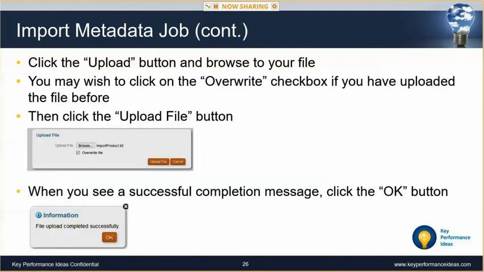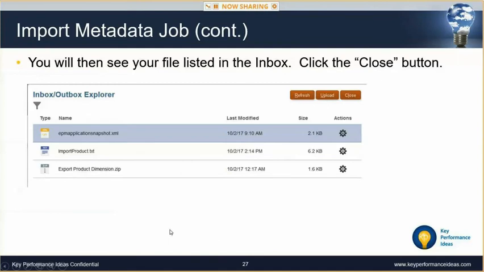You then click the Upload. We browse to your file. You might want to click this Overwrite checkbox in case it's been uploaded before. And then you would click the Upload File button. You'll see a successful completion message, and you can just click OK to that. And then we will go back to the Inbox Outbox Explorer, and we'll see it listed there.